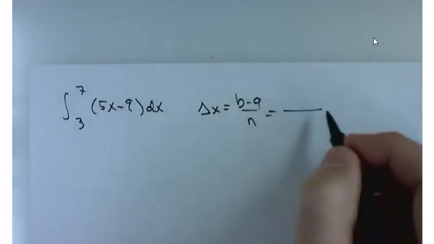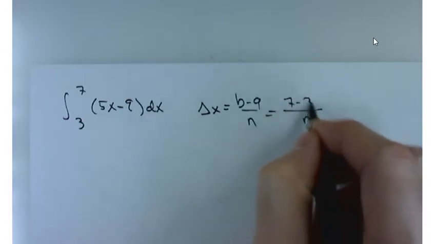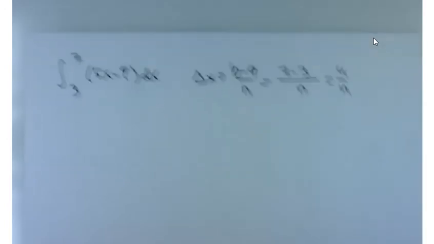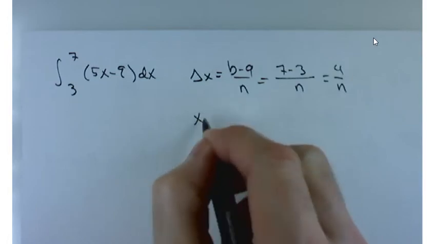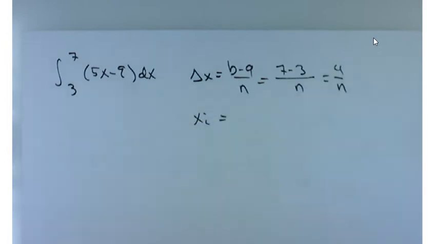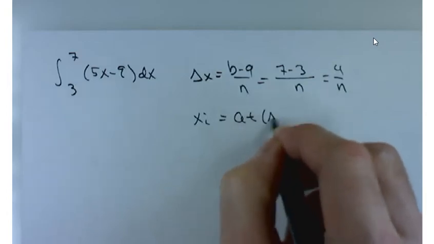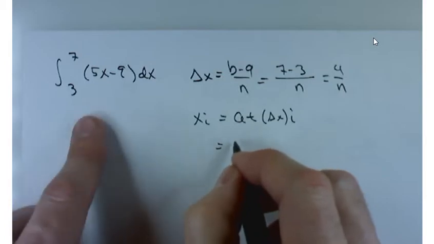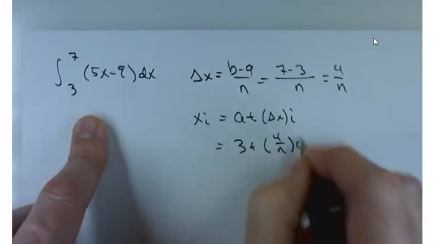What are b and a in this particular case? 3 and 7. So 7 minus 3 gives me 4 over n. That's the width of my rectangles. Now I need to figure out where I'm going to evaluate the rectangles. That's my x sub i. That's a plus delta x times i. So it's going to be 3 plus 4 over n times i.